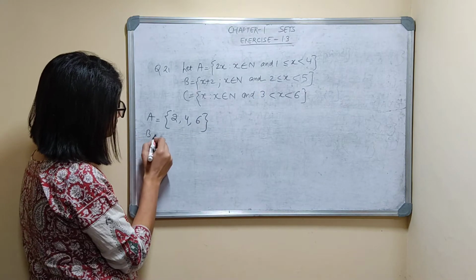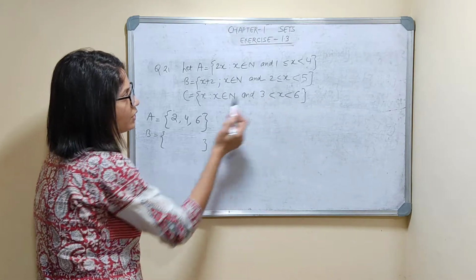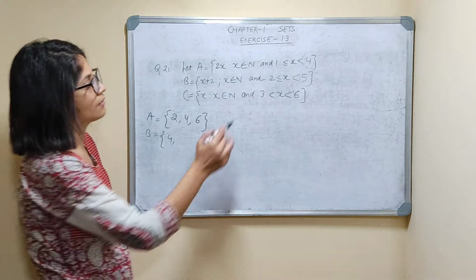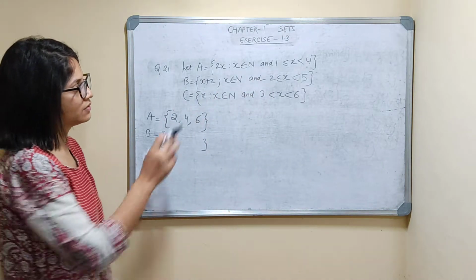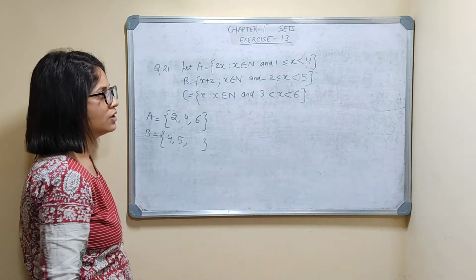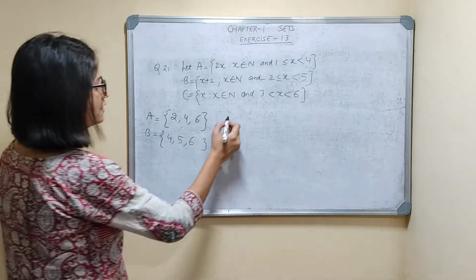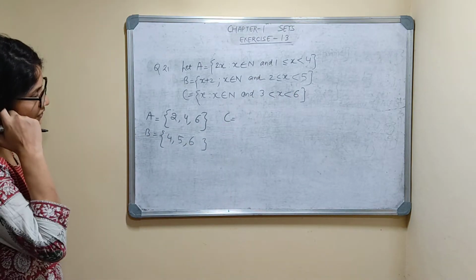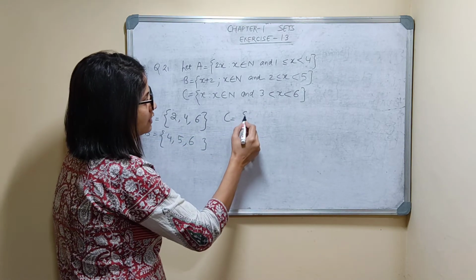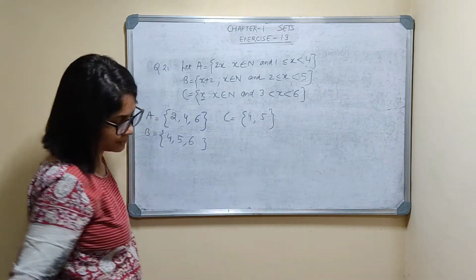So B is equal to x plus 2, x belongs to N. X value can be 2, so 2 plus 2 is 4. Then I can take 3, so 3 plus 2 that is 5. And then 4, so 4 plus 2 that is 6. 5 I can't take. C will be what? X such that x belongs to N and values between 3 to 6. So 4 and 5 I can take. So C is 4 comma 5, because only x is 4 comma 5.